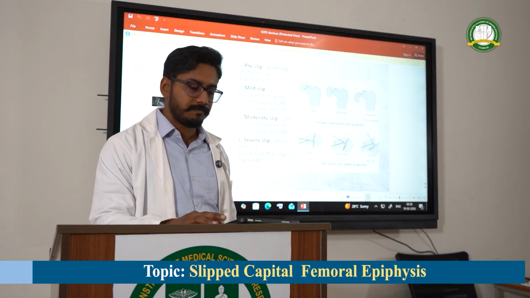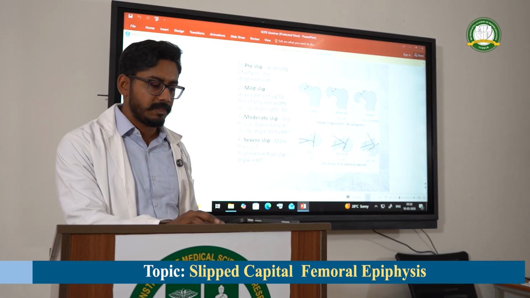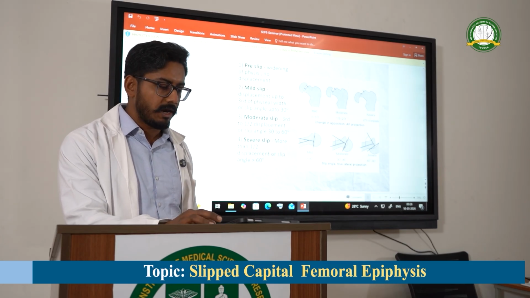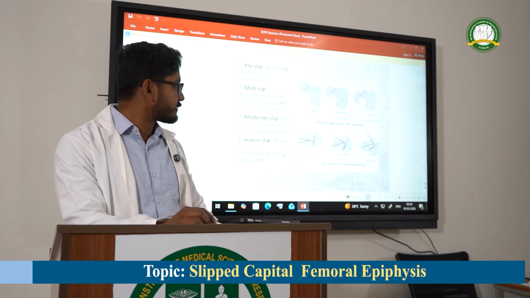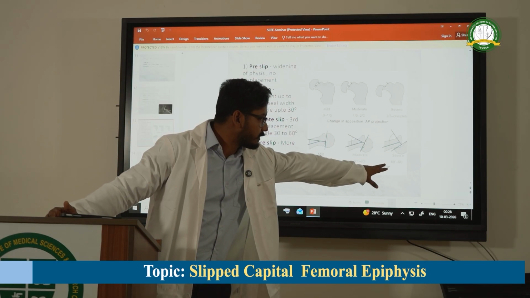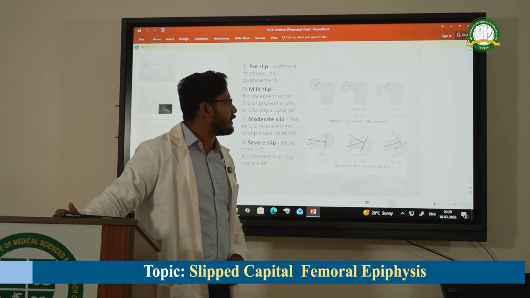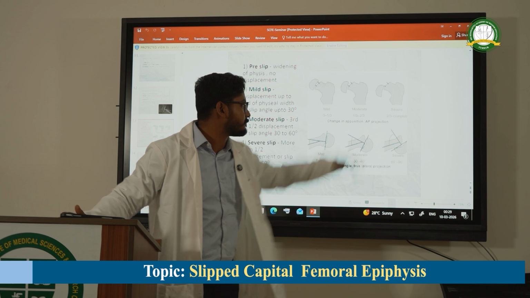In moderate slip, there will be slip of 1/3 to 2/3 of the epiphyseal width, and the Southwick angle will be 30 to 60 degrees. In severe slip, as you can see here, it is 60 to 90 degrees, and the slip will be more than 2/3 of the physis width.